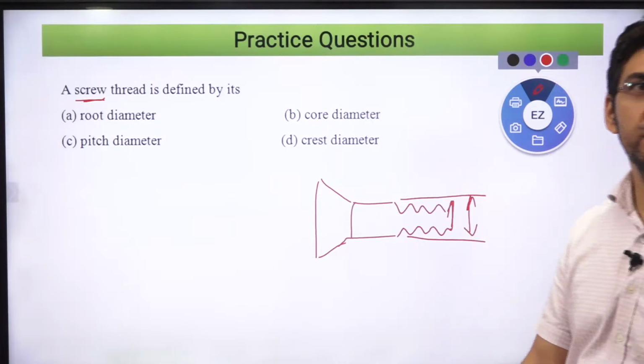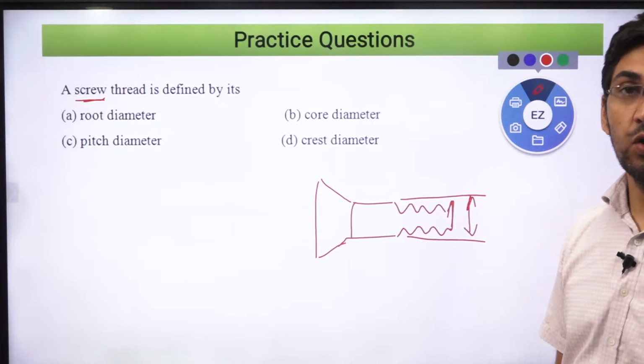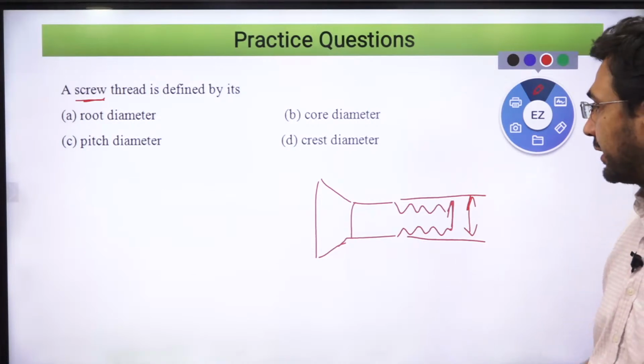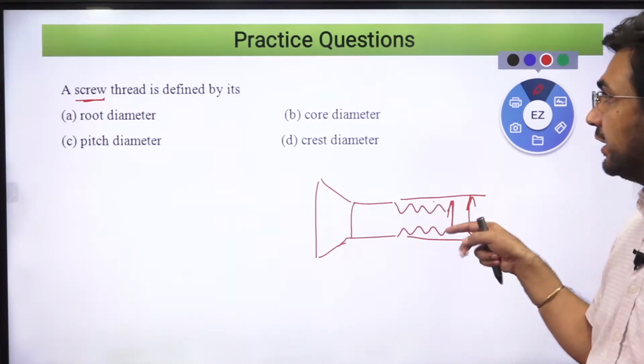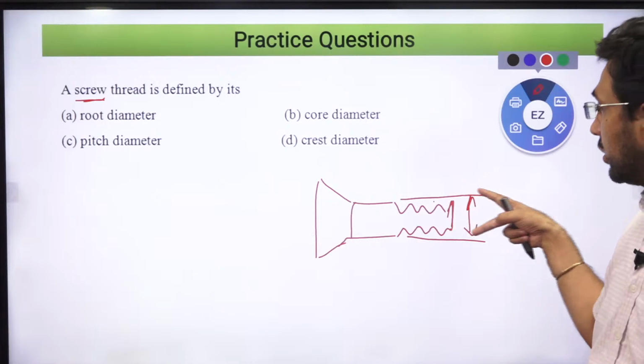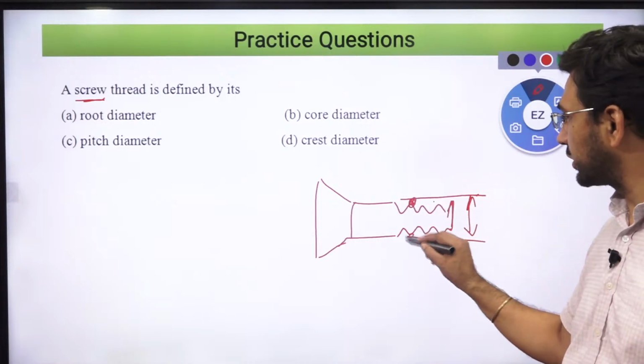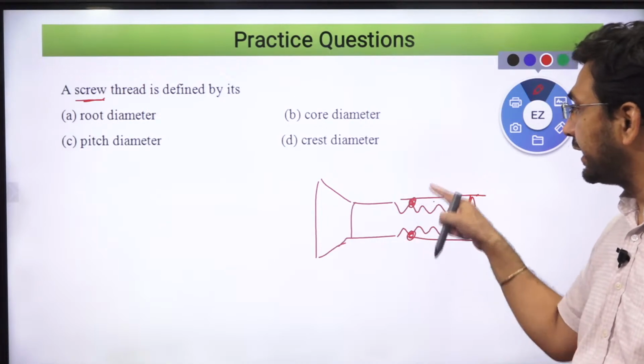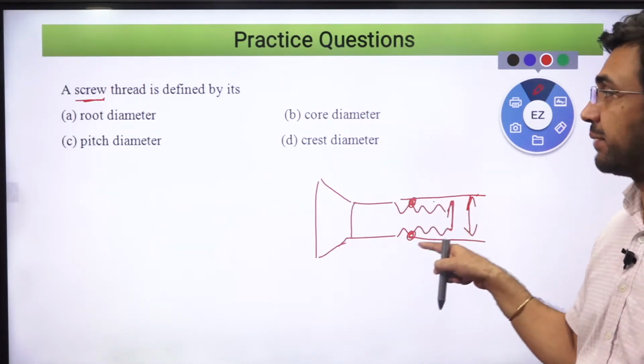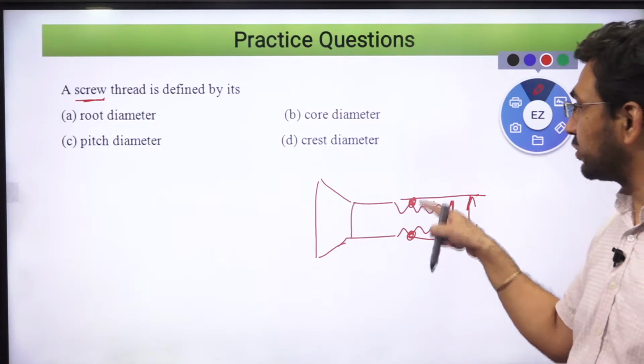Which diameter is this? The largest diameter, or we also call it the nominal diameter. And in this case, it is the nominal diameter or largest diameter, and these are the crests. This is the crest portion. So I can also call it the crest diameter, crest to crest diameter. So it is defined by its nominal diameter.